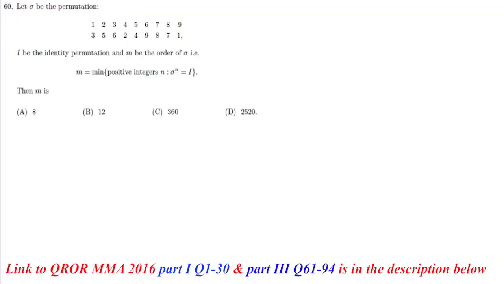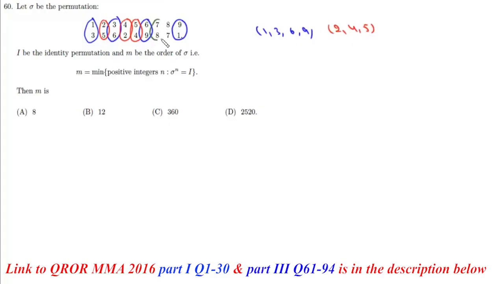Now question number 60 is, let sigma be the given permutation and I be the identity permutation and m be the order of sigma. That is, m is the minimum positive integer n such that sigma to the power n is equal to I. Now first thing that we need to find in this question is disjoint cycles. Now 1 is related to 3, 3 is related to 6, 6 is related to 9, and 9 is related to 1. So we have this one cycle which has 1, 3, 6 and 9. Now we look at another one which is 2, 5 and 5, 4 and 4, 2. So another cycle is 2, 4 and 5.